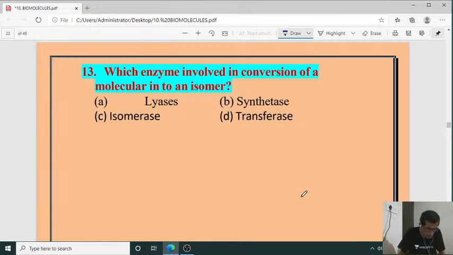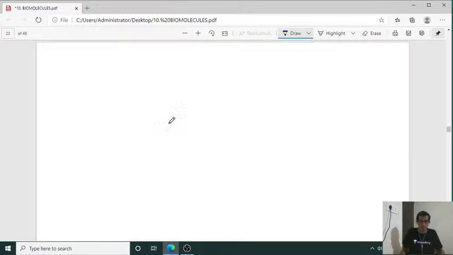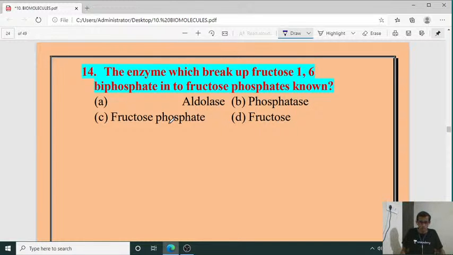Then 13th question. Which enzyme is involved in conversion of a molecule into an isomer? Which is that enzyme? It is the isomerase. A molecule into an isomer is by isomerases. The question number 14.